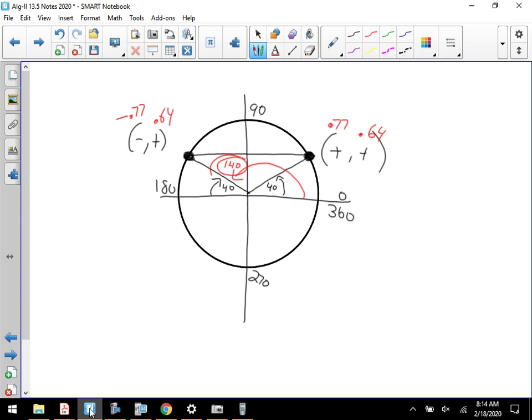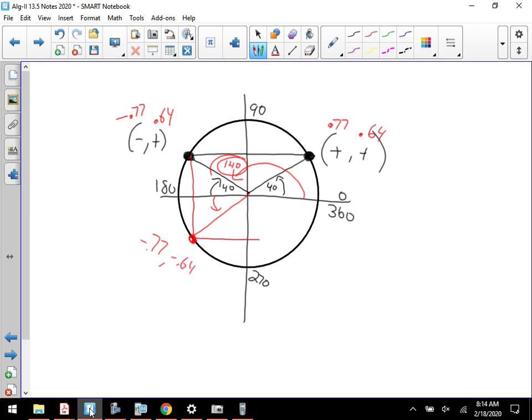What do you think would happen if I moved it vertically down to here? They would both be negative. Now, what would this angle be then if this has to come down 40 degrees? 220, very good. And then you'd get negative 0.77 and negative 0.64.